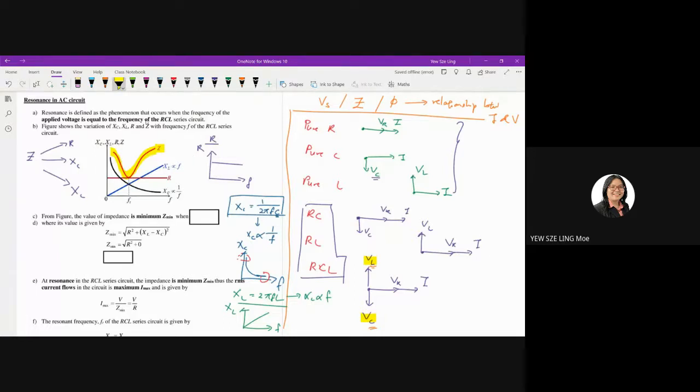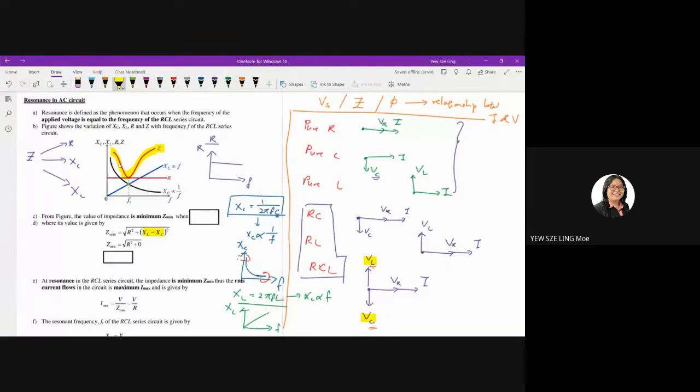All right. Now, if you look at this graph, what happens when your XL is equal to XC at this point? So when your XL is equal to XC, we know that Z is equal to R. Why? Because XC and XL cancel each other off, as shown in bullet point D.